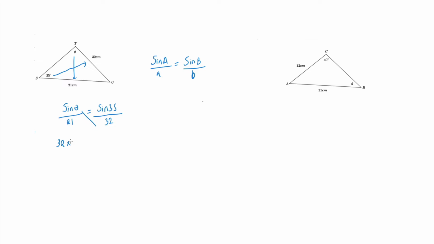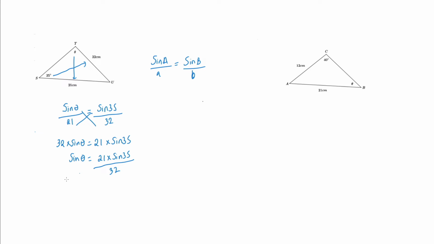So we're going to do the same thing, cross multiply. So I'm going to say 32 times sine theta equals to 21 times sine 35. Now, because we want to find theta by itself, sine theta equals to 21 times sine 35 divided by 32. So if you put that in your calculator, 21 times sine 35 and then divide that by 32.